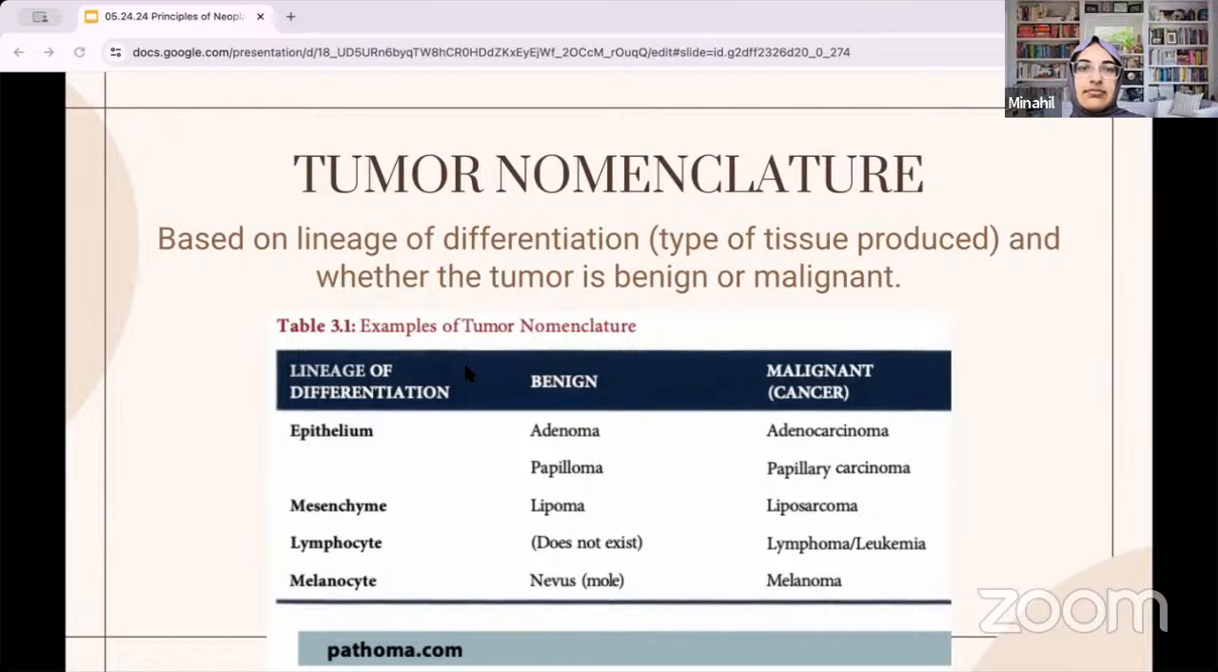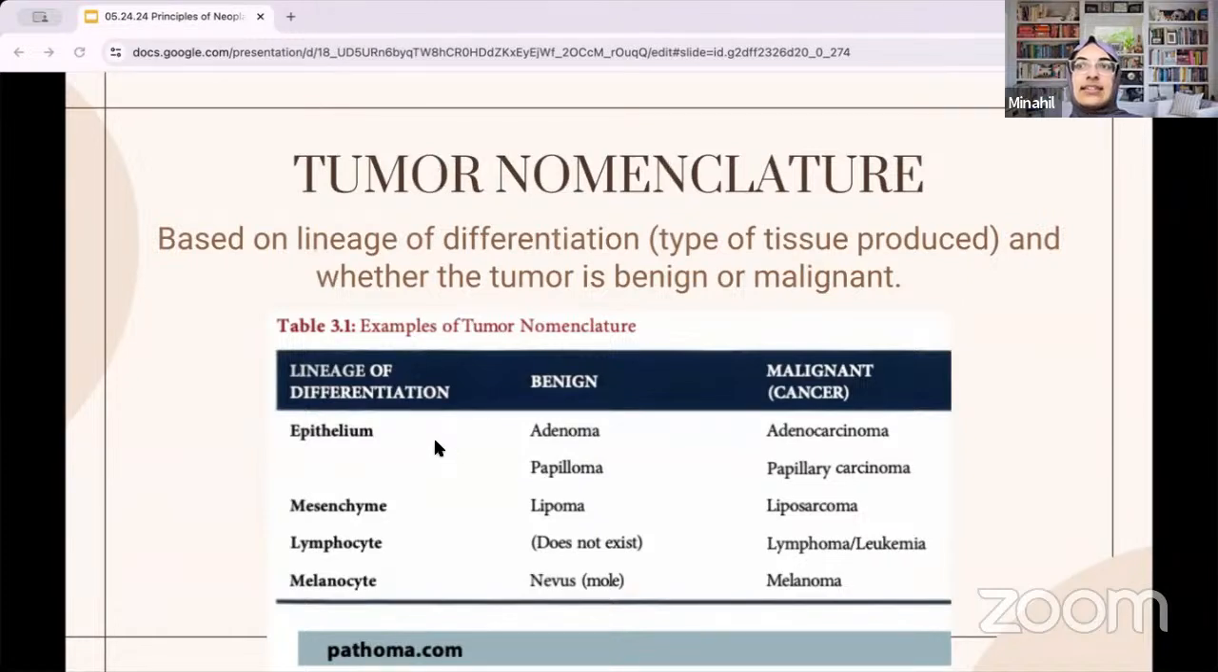Again, we're naming things based on the type of tissue produced. Looking at the epithelium, adenocarcinoma would be the malignant version of the benign adenoma. Or, for example, if it's in the mesenchyme or connective tissue, a lipoma, lipo referring to fat, or a liposarcoma, a fat-related malignancy. And there is an exception.